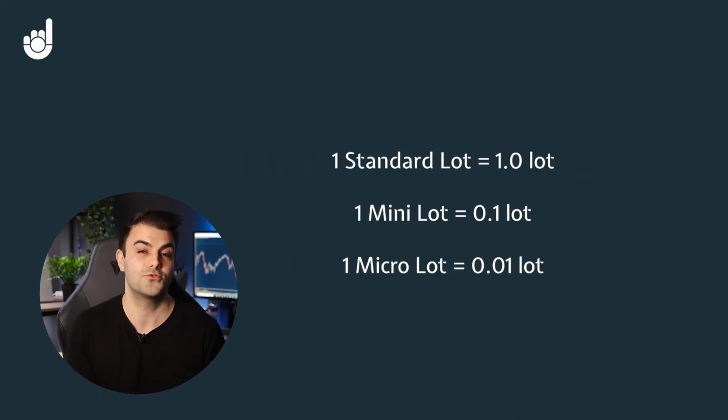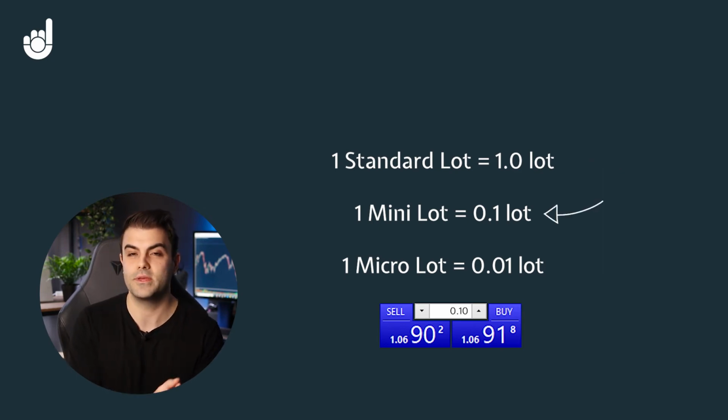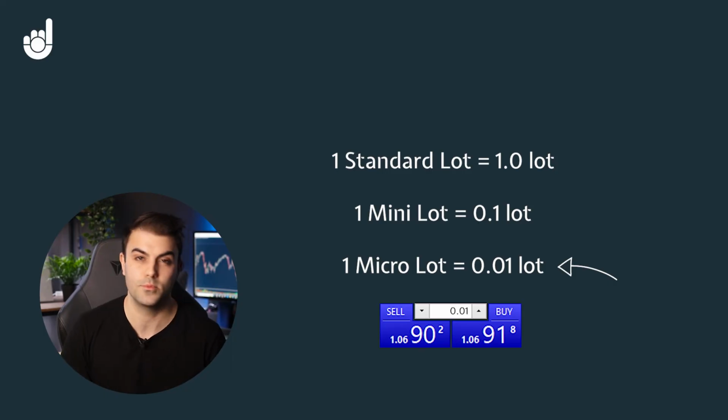Now, when you open these trades in your platform, it will usually look like this. A whole number will be the number of standard lots, 1 decimal place will be the mini lots, and the 2nd decimal place will be micro lots.